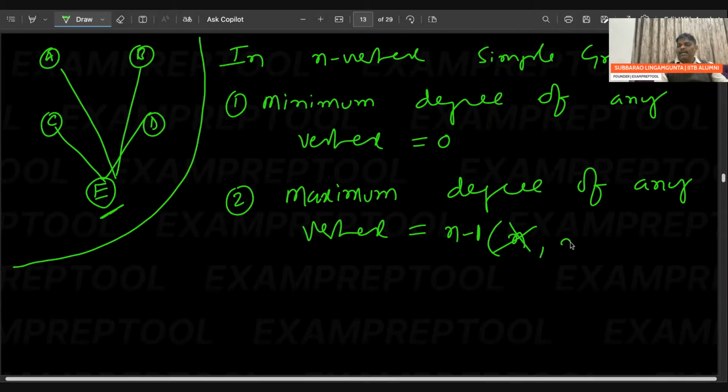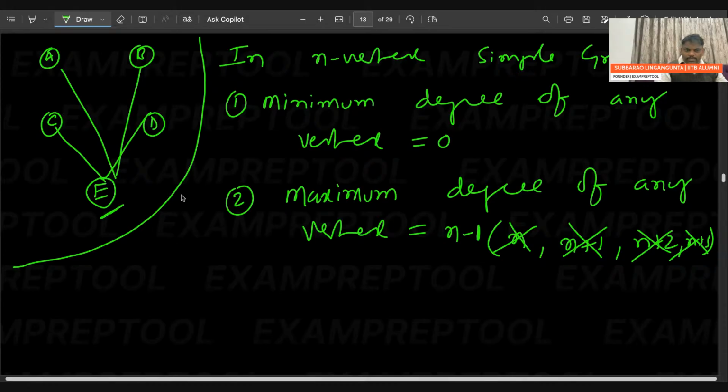Why not n plus 1, sir? That means parallel edges. Why not n plus 2, sir? That means parallel edges, that means self loop. So please be careful, these are not possible. In an n-vertex simple graph, the minimum degree of any vertex is 0. Minimum, because it is not necessary that every 2 people are connected. Some people may not connect to anyone. So minimum degree 0, maximum degree is n minus 1.